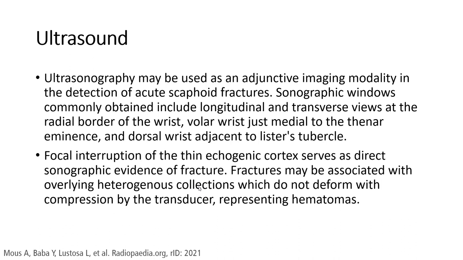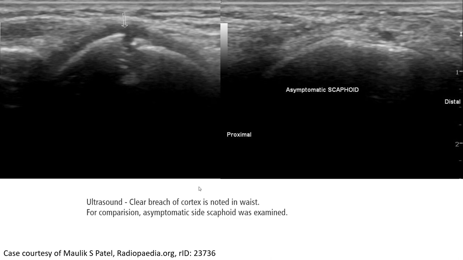Findings include interruption of the echogenic cortex, serving as a direct sign, or flexure. Flexure may be associated with an overlying heterogeneous collection, which does not deform with compression by the transducer, representing hematoma. Example of ultrasound: on the left image, a clear break of the cortex is noted at the waist. Compared to the right side of the image, which is asymptomatic, the scaphoid was normal.